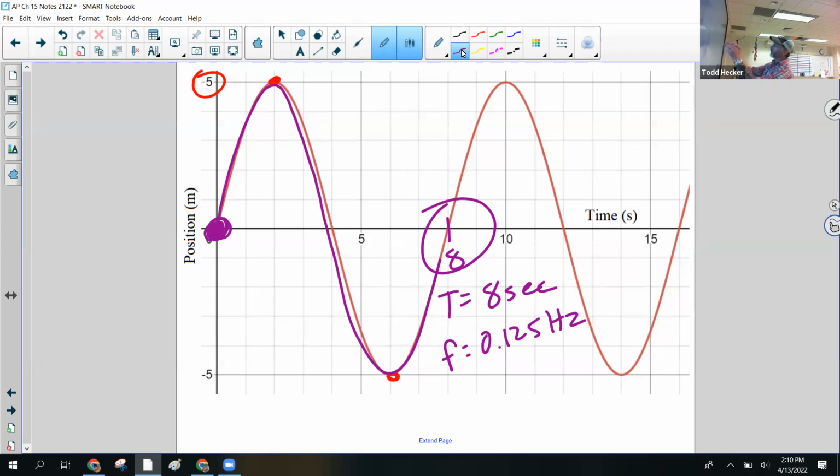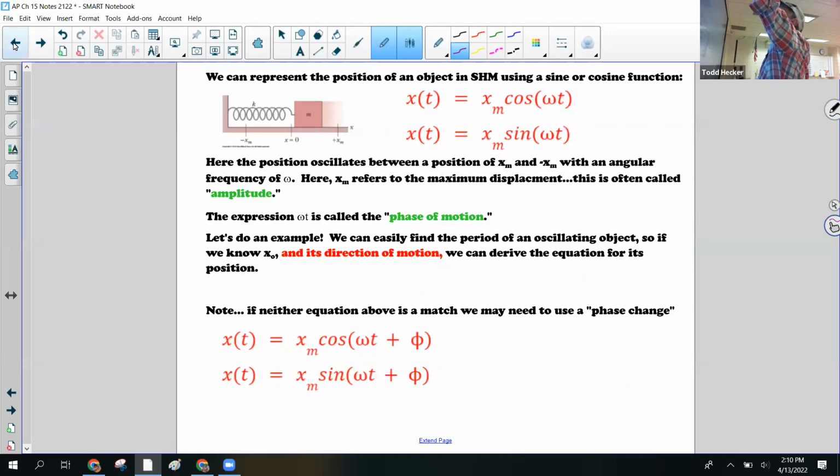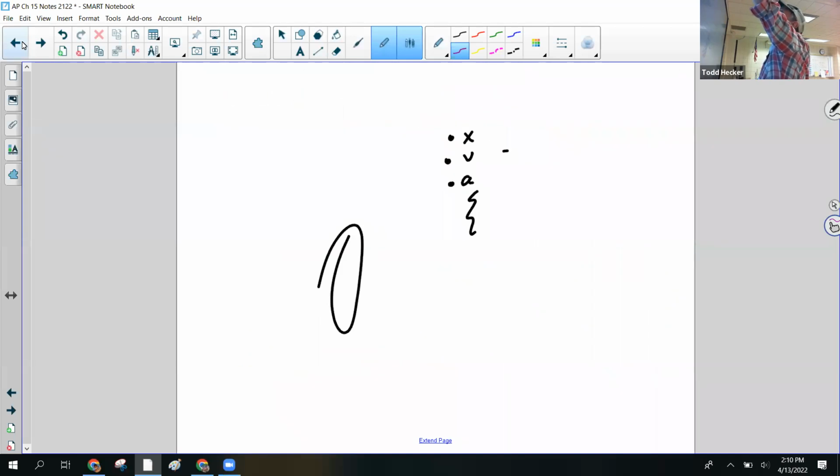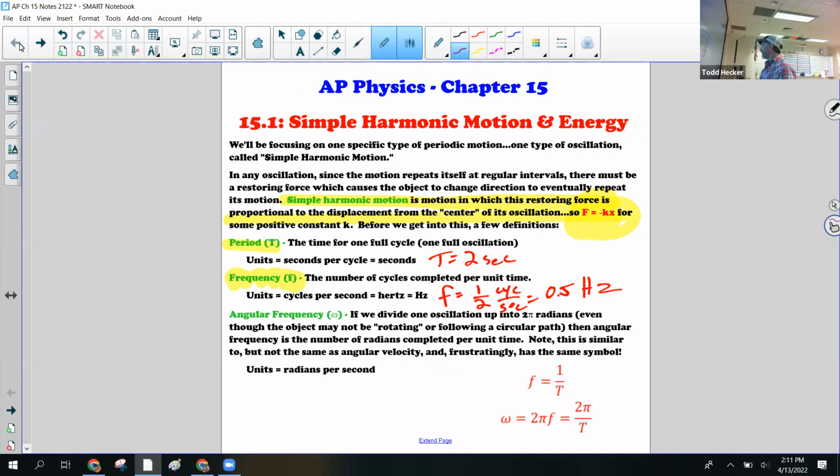So what we need to do is convert this 8 into 2 pi. All right, so in order to do that, we use what's called angular frequency. We're going to take that period of 8 seconds and divide it up into 2 pi chunks. Okay, and so then your angular frequency is how many of those 2 pi radians you go through each second to get to 8 seconds, right?